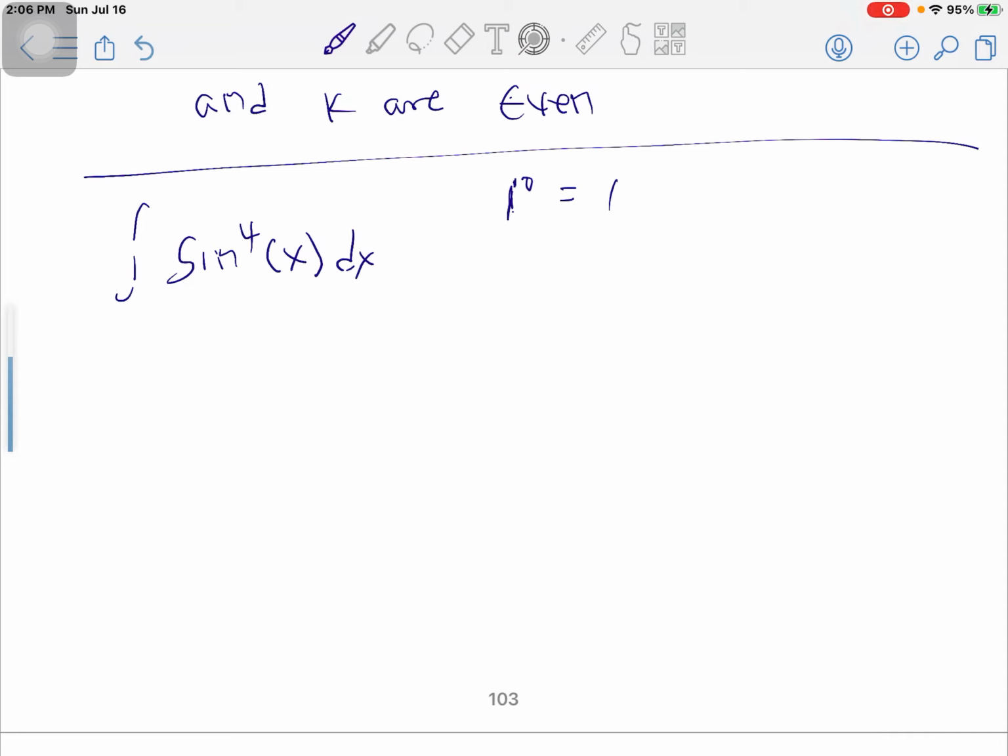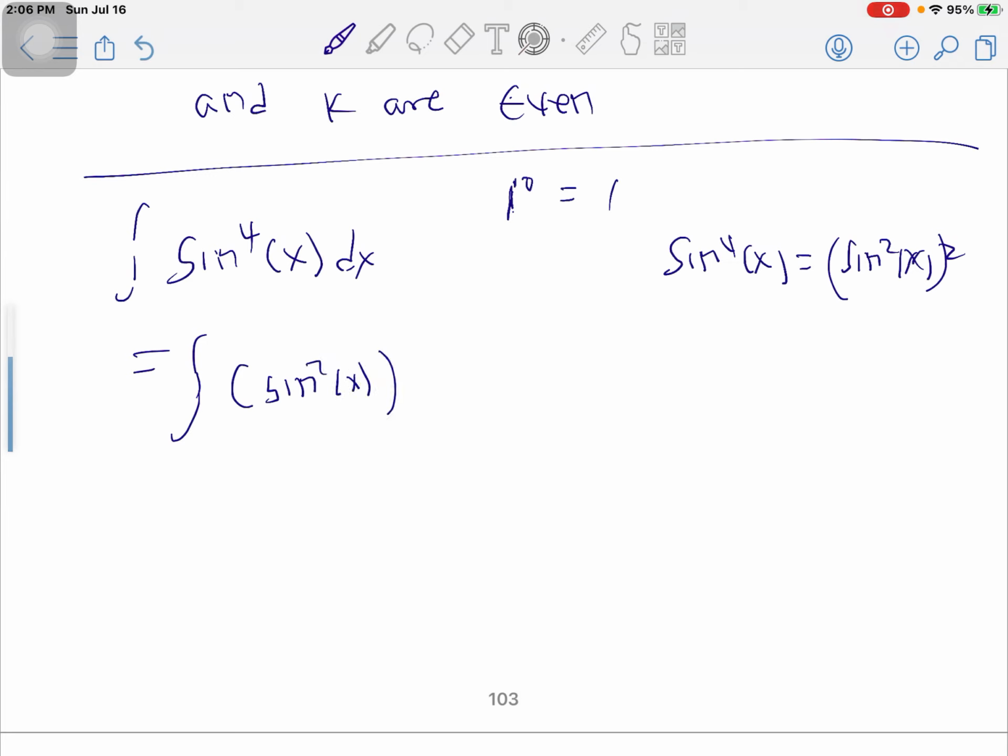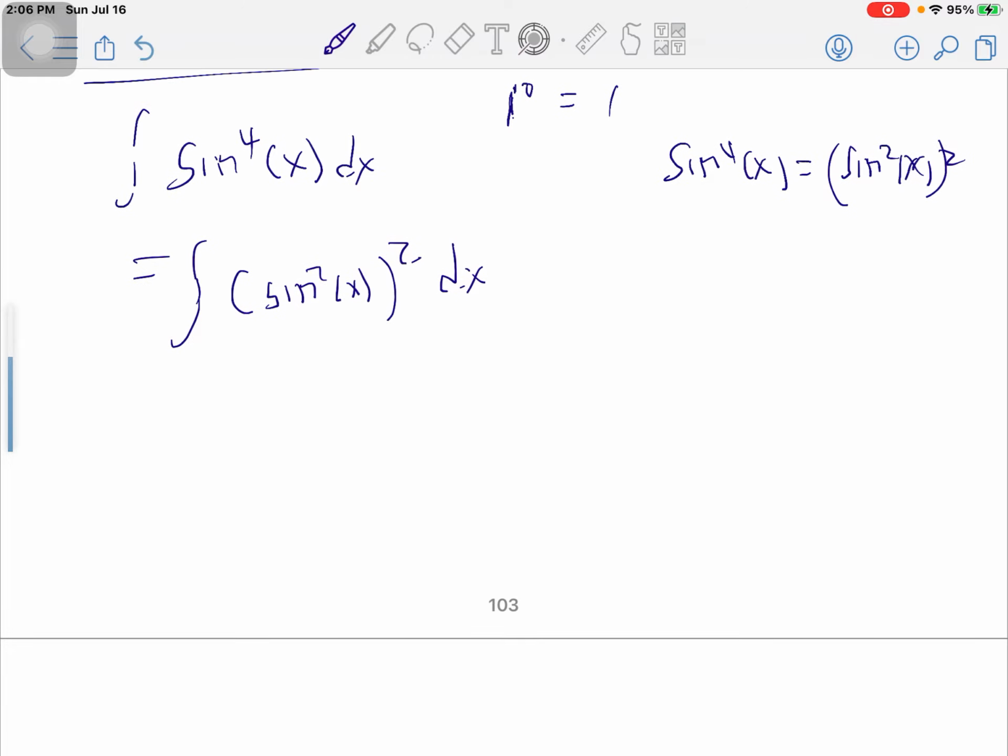So now that we have the integral of sine power 4 of x dx, since it's already even, we need to rewrite it by reducing the power. So reducing the power by substituting sine power 4 of x equal to sine square of x all squared. You can rewrite this one as the integral of, in brackets, sine square of x, all squared, dx.